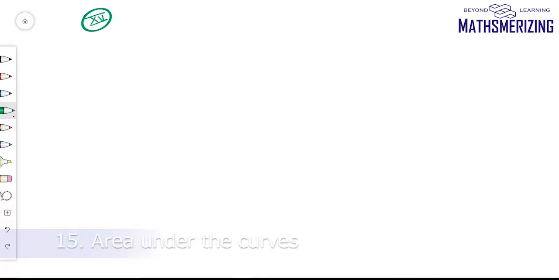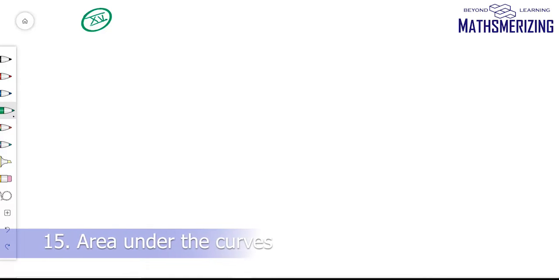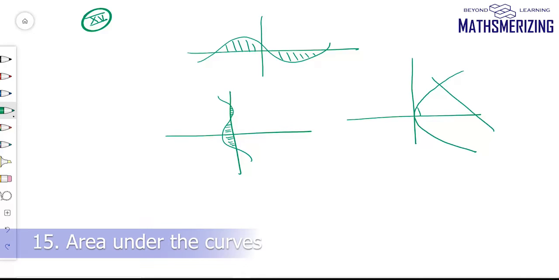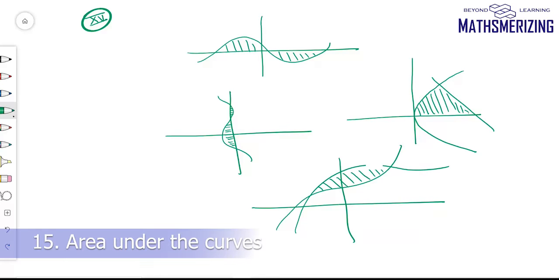Now the 15th reason why we should study graphs is area under the curves. Area under the curves is one such topic which will require the extensive use of graphs. Whether I have to find area bounded by the curve and x-axis, or area bounded by the curve and y-axis, or area bounded by multiple curves and x-axis, or area bounded by two given curves, I'll need to draw the graph before I can start solving the problem.